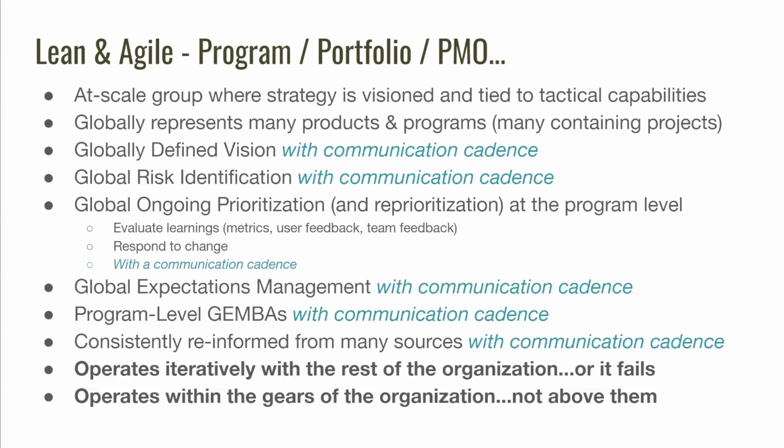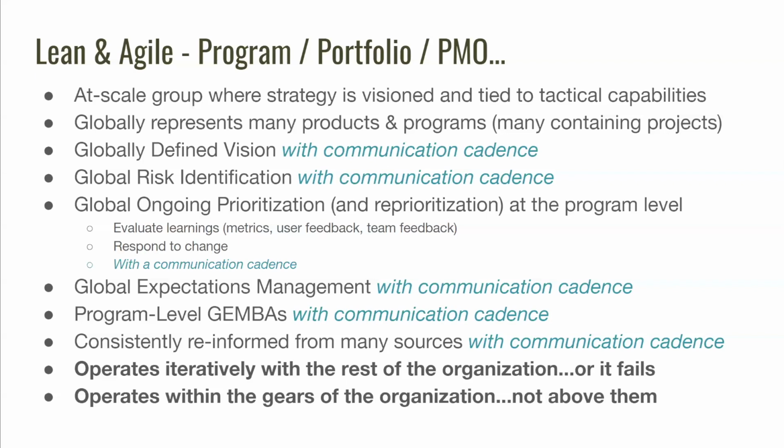And I want to emphasize the cadence part of this. Global expectations management, program level Gemba walks. And John talked a little bit about Gemba in the lean section. This idea of going around and doing that with a communication cadence. This idea of cadence is so incredibly important to the lean and agile world. We talked about who, when, and how often. This idea around cadence helps to tell you how often. In order to be iterative, you have to have more communication and more frequently. It's not typically as much data, but that cadence is critical to making this work.